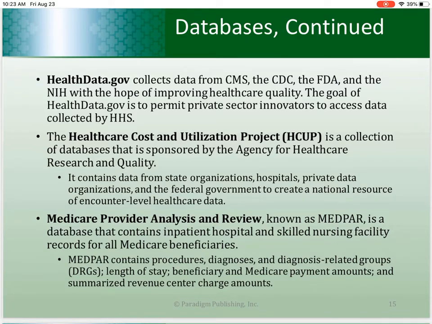This collection of databases contains data from state organizations, hospitals, private data organizations, and the federal government to create a national resource of encounter-level healthcare data. The database contains all payer encounter-level information back to 1988. It contains a variety of databases, including the National Inpatient Sample, the Kids Inpatient Database, the Nationwide Emergency Department Sample, the Nationwide Readmission Database, the State Inpatient Databases, State Ambulatory Surgery and Services Database, and the State Emergency Department Databases.